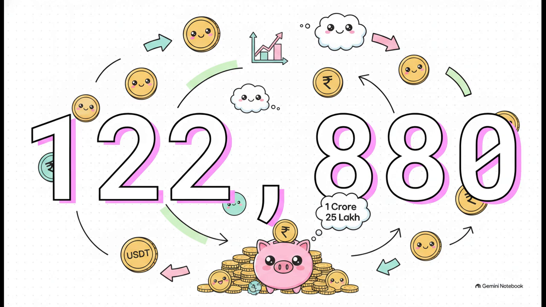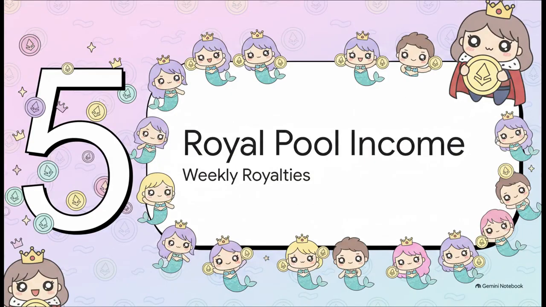Now, if a user's network continues to aggressively grow and cycle, pushing them all the way through the final 12th slot, this is the mathematical cap the system claims can be reached: 122,880 USDT. To put that massive number into perspective, that translates to roughly 1 crore 25 lakh Indian rupees. It's presented as this huge potential ceiling, but of course, it's entirely dependent on continuous matrix fulfillment straight down the line.